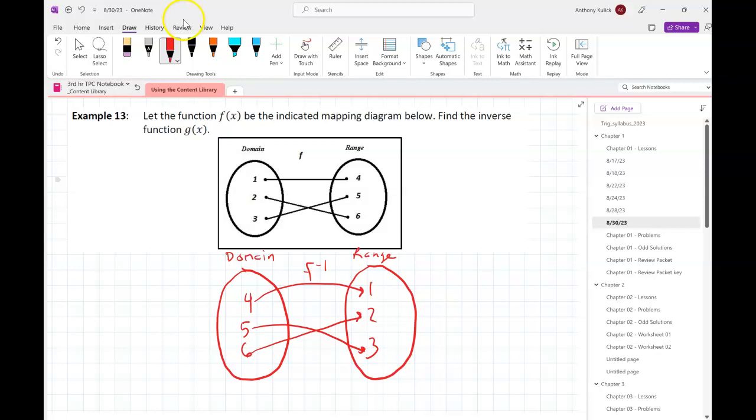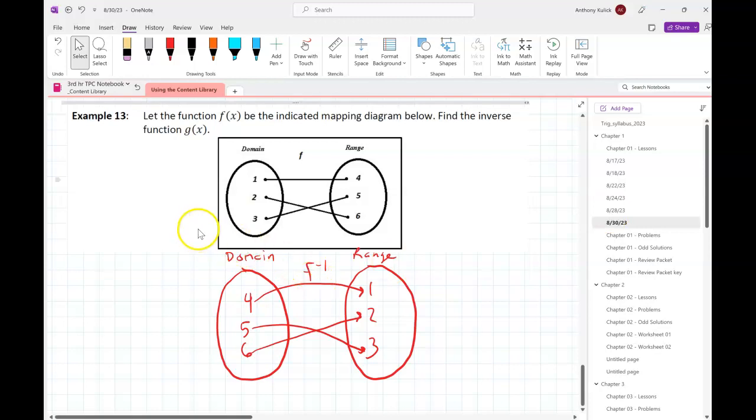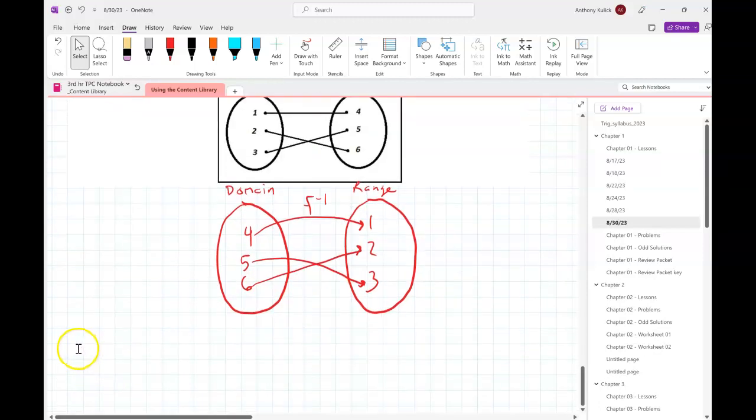Woo! This is so hard. No, man. That was a piece of cake, right? NBD. Notice, is f inverse a function? Yes, right? Every domain is used, and each domain only goes to one location, right? Let's look at another example.